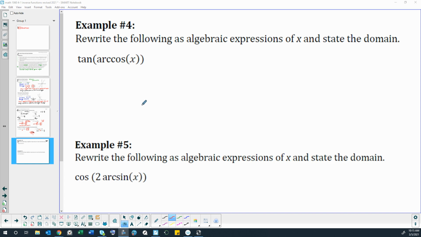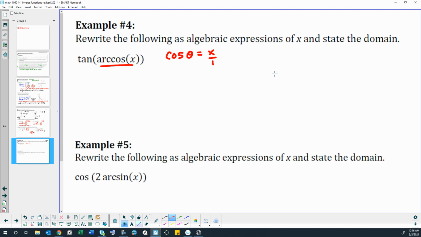Okay, we're almost finished with section 4.1. Rewrite the following as algebraic expressions of x and state the domains. We're going to start here. If we're finding the arc cosine of x, what we're saying is that the cosine of some angle theta is x. So if we want that to be like an adjacent over hypotenuse, we would put that over 1.